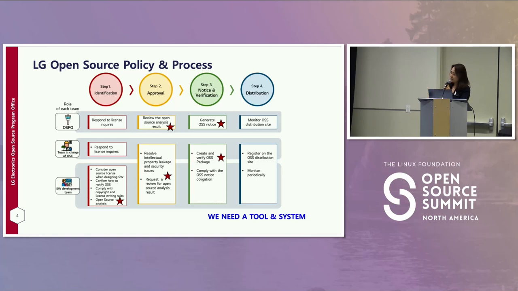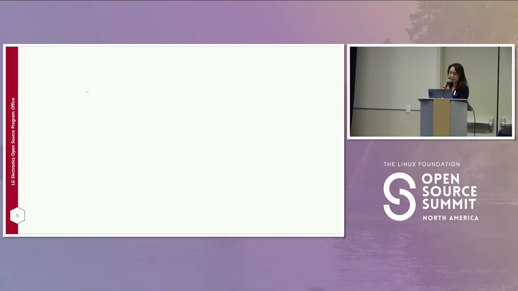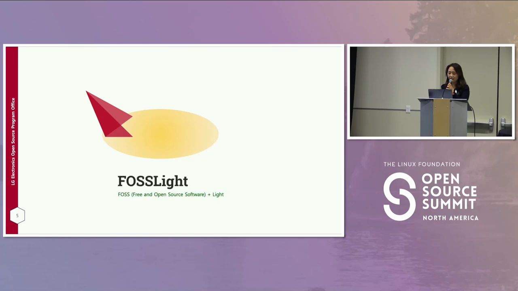And in 2021, we open sourced this tool as FOSSLight with the intention of contributing to the open source compliance industry and making it easier for other companies to automate their processes like Edge. FOSSLight is named to signify becoming a light for open source compliance: free open source software and light.